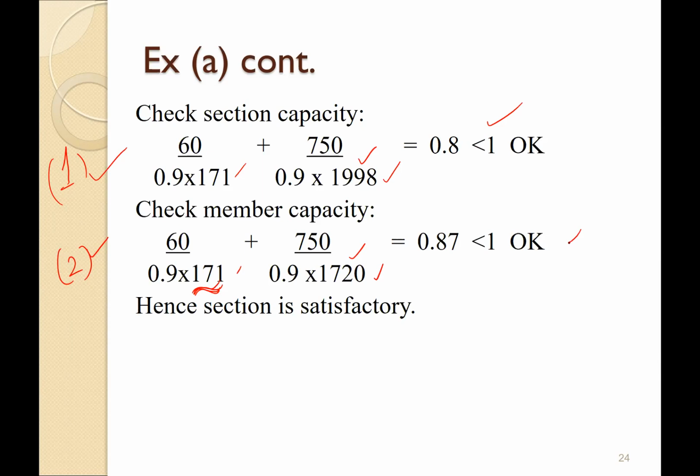If any of the checks fails, as I've said, if the first one fails, revise the whole section. If the second one fails also, again revise the whole section. So two steps we have followed: section capacity, then member capacity, but in this case both were in plane.